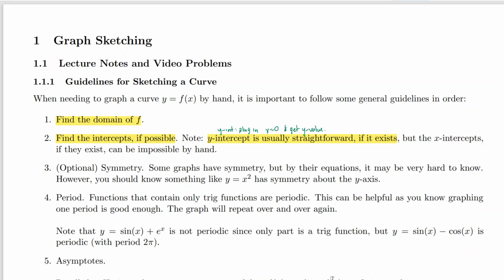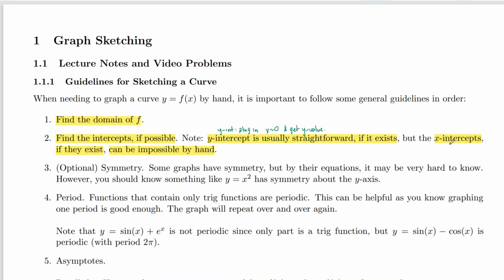Well, the x-intercepts, they don't have to exist either. You don't have to have any x-intercepts, and you have seen tons of graphs that don't have any x-intercepts. And even if they do exist, it can be impossible by hand. Now, if you can do them by hand, it does help you graph. So you don't want to just say, oh, I don't want to do the x-intercepts, because they can help shape your graph and make your graph more accurate. But in general, we'll see a problem where you're really not going to be able to figure them out by hand, and that's okay.